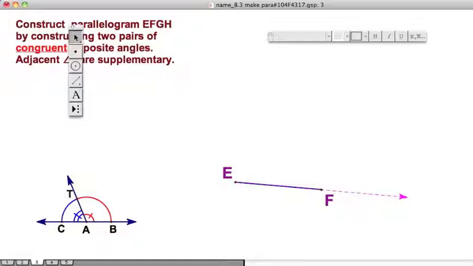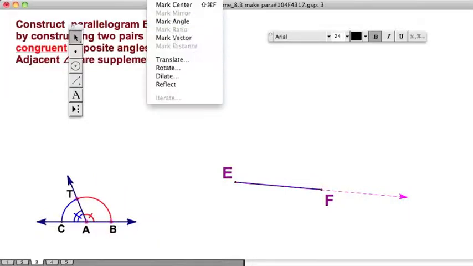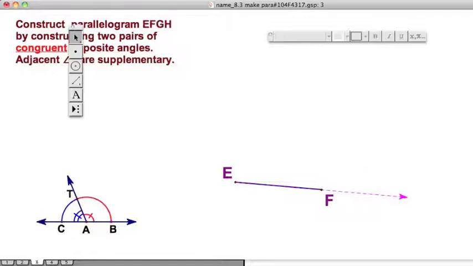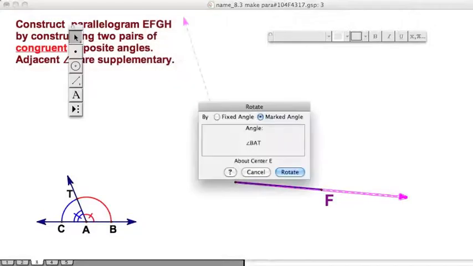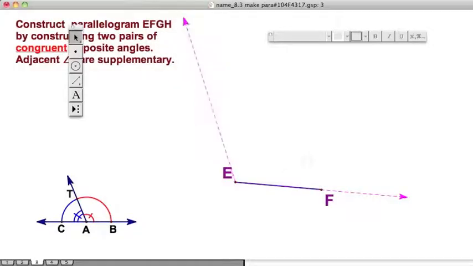So watch this, I'm going to record B, A, T, transformers. I marked that angle. That was so much fun, I'm going to do it again. B, A, T, transform, mark angle. Now I've got my ray selected, and I'm going to rotate it by marked angle. There it is. So it will, of course, respond to this.